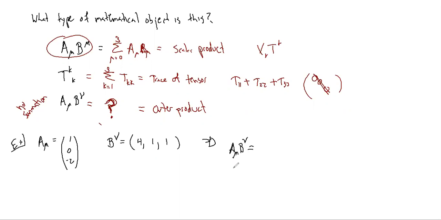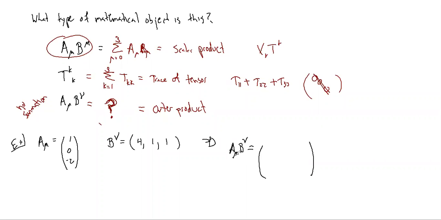So how many possibilities are there for A mu, B nu? Mu can go from 1 to 3, or 0 to 3 if we're doing special relativity, which I'm not doing right here. It's 3. Mu can go from 1 to 3, nu can go from 1 to 3. They're not the same index generically. So how many possibilities are there? Well, 3 times 3, 9.